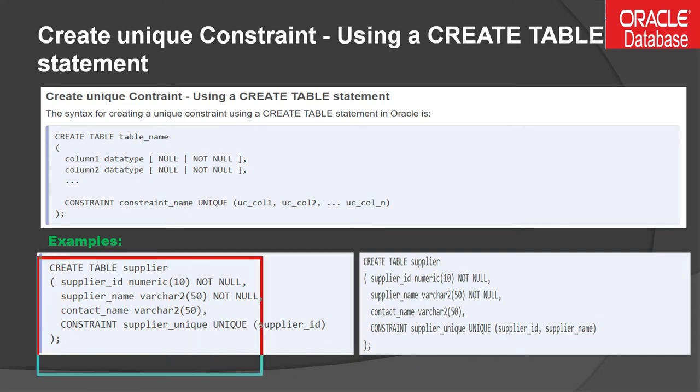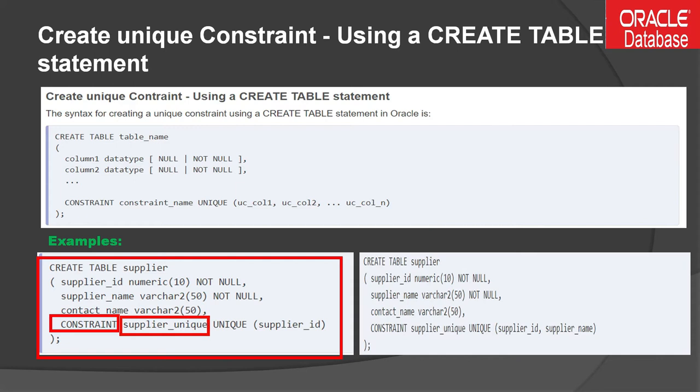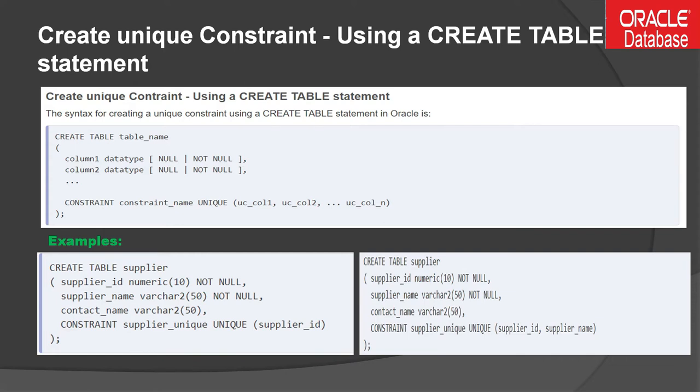So here you can see how we have defined unique constraints. Constraint is a keyword, and this is the constraint name you have given, and then unique. We have applied a unique constraint on the supplier ID only. If you want to create a unique constraint on multiple columns, then here you can give comma-separated column names. So that's the way to define a unique constraint while creating the table.